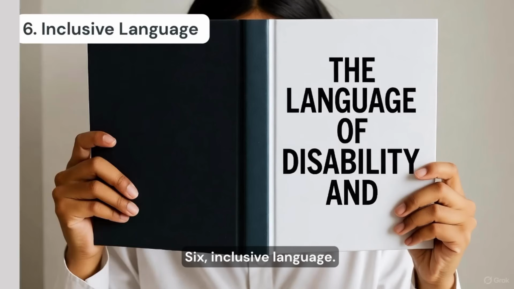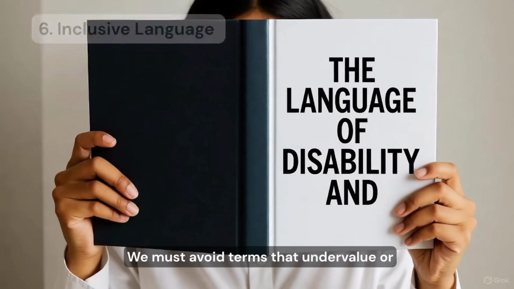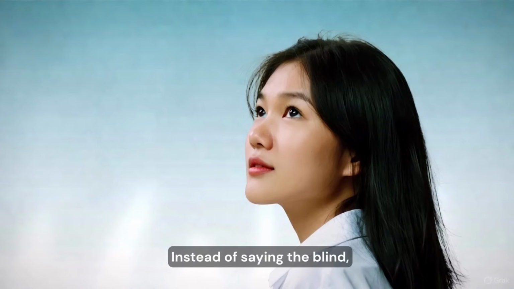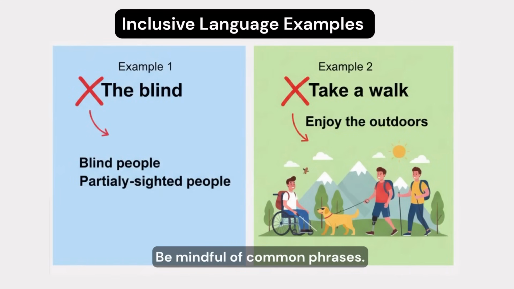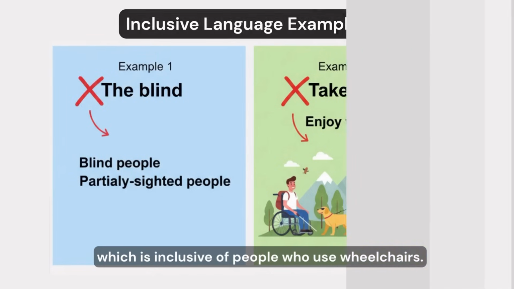6. Inclusive language. Finally, let's talk about language. We must avoid terms that undervalue or dehumanize people because of their disability. Instead of saying "the blind," use "blind people" or "partially sighted people." Be mindful of common phrases. You can replace "take a walk" with "enjoy the outdoors," which is inclusive of people who use wheelchairs.